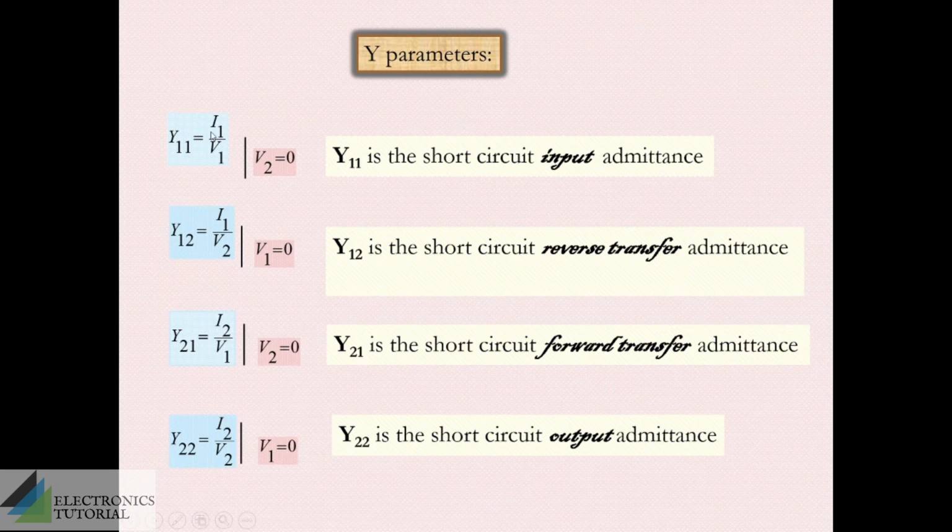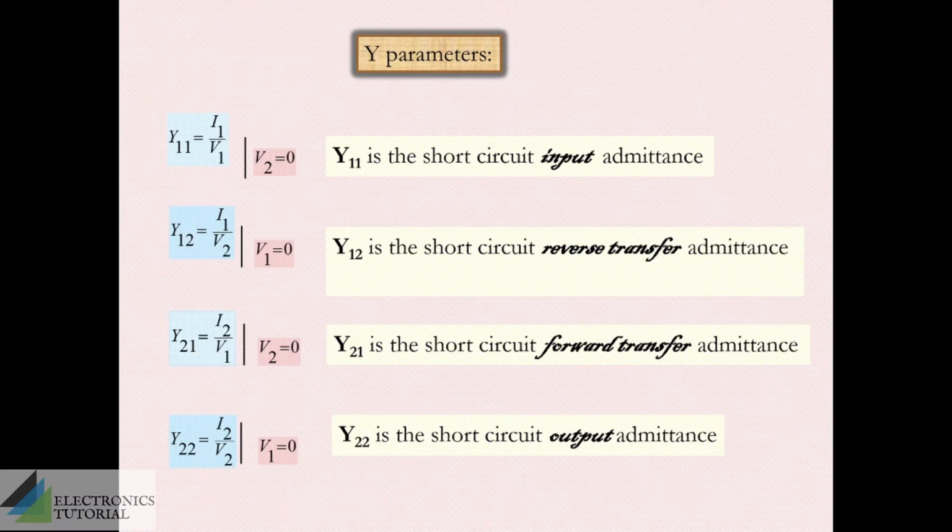We can even directly represent these relations. We know admittance has got the value I by V. And as it is represented as 1, 1, we should represent the numerator and denominator as I1 and V1. Similarly, for writing Y12, we'll write the relation I by V and 1, 2 can be denoted as I1 by V2. Y21, I2 by V1, and Y22, I2 by V2.